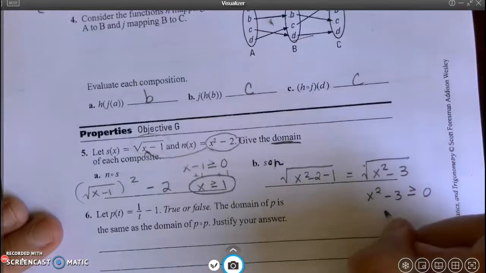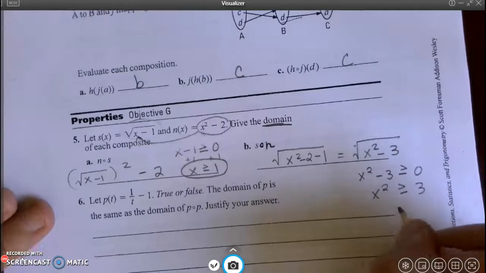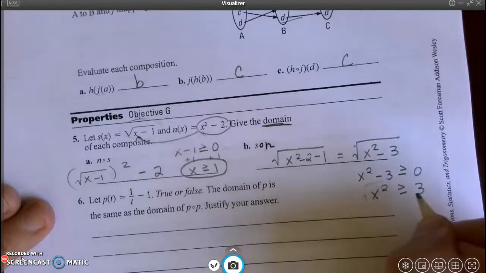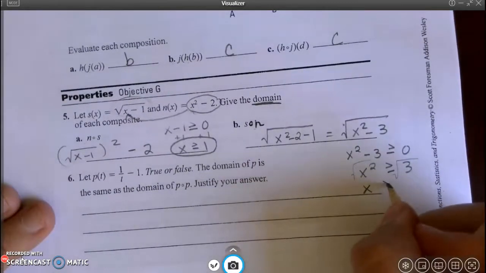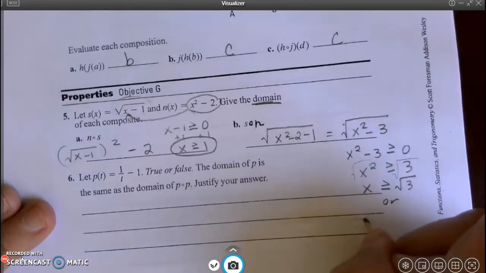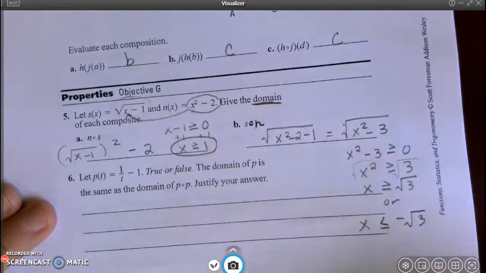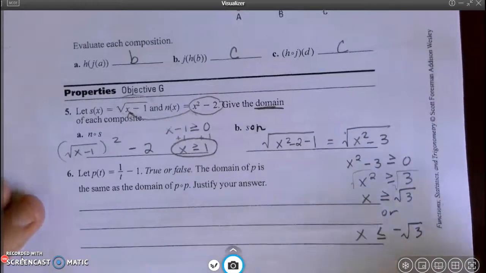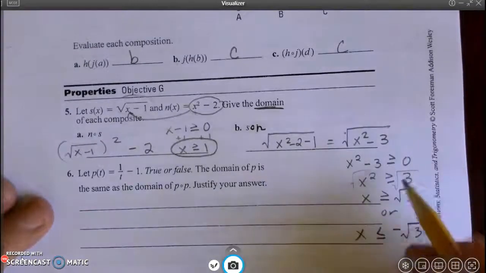And so we add 3 to both sides. X squared is greater than or equal to 3. And then we take the square root of both sides. And we get that x is greater than or equal to the positive square root of 3, or x is less than or equal to the negative square root of 3. Because remember, when you were in Algebra 1 and you multiply or divide by a negative, you have to flip the inequality sign.